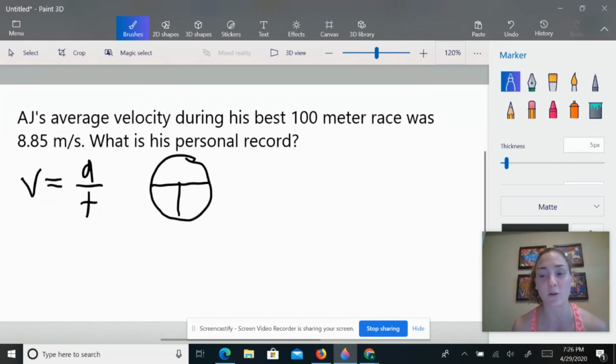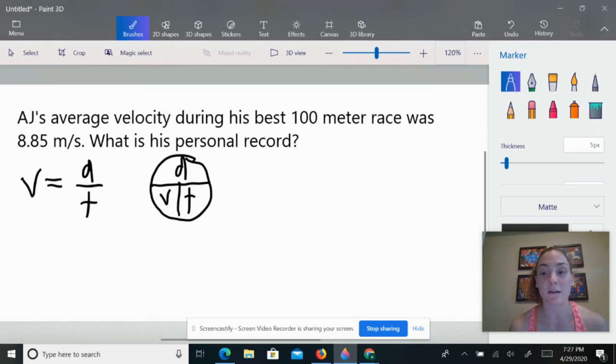So remember that when you're looking at the equation itself, you're going to plug that in to the diagram just as it's written. So in the equation, your distance is on top of your time. So in this diagram, your distance is also going to be on top of time. So distance on top of time, and then in that other blank you'll put velocity.